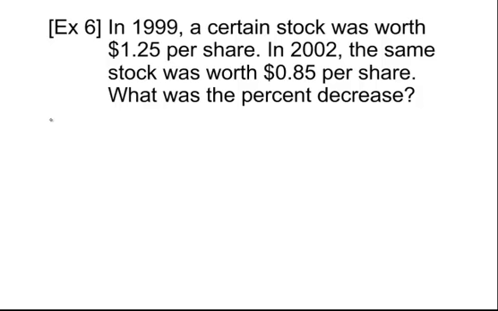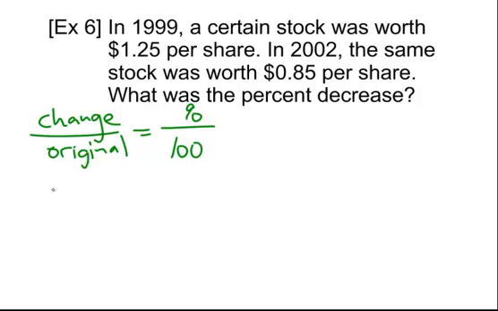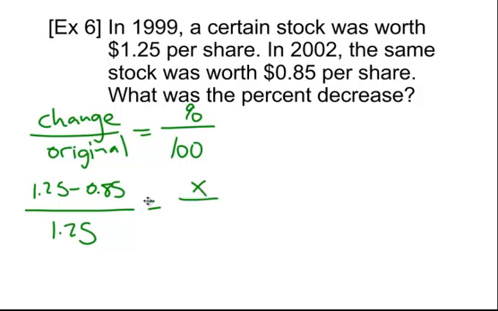So, again, I keep writing this every time because it helps me remember it. Change over original equals percent over 100. So, how much did it change by? Well, we're going to subtract these. We're going to find the difference. Originally, it was $1.25. Equals x over 100 because it says what was the percent decrease.